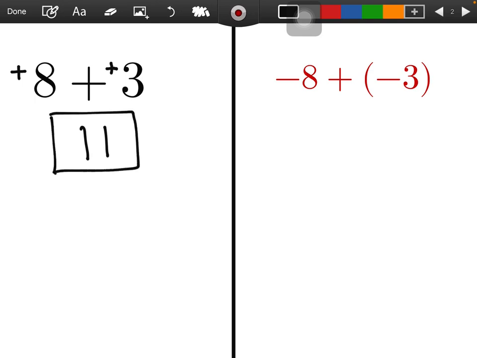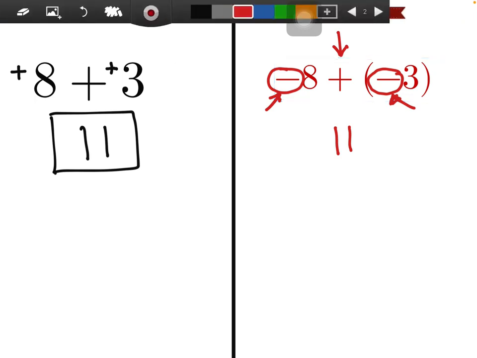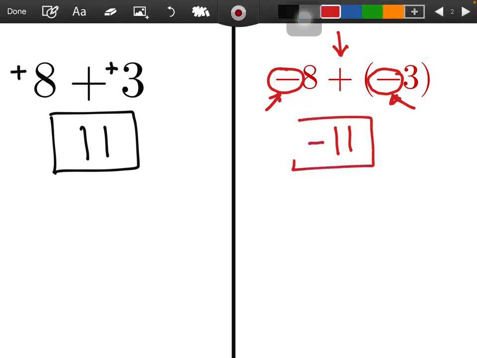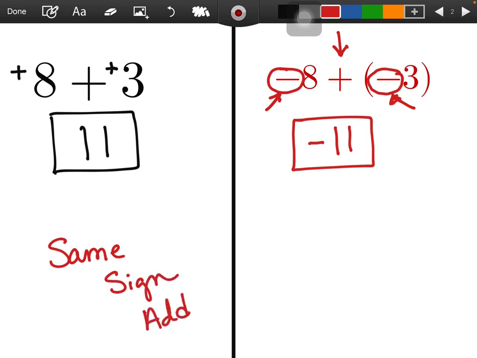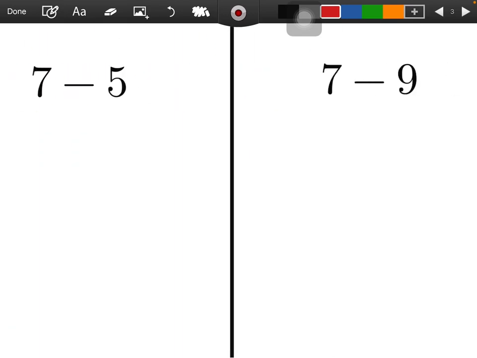All right, same thing here. My 8 here is negative. My 3 here is negative. And so I'm going to, same sign, add them together. Well, 8 plus 3 is 11. But now I've got to look at the fact that they both are negatives, which means my final product then will also be negative. So same sign add.